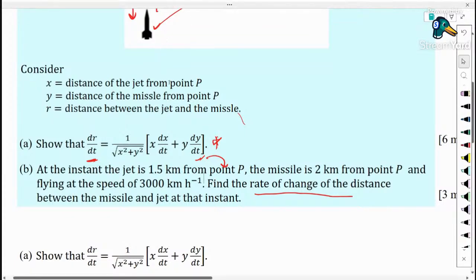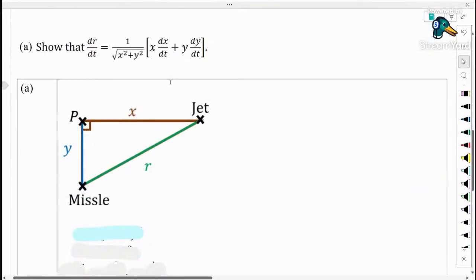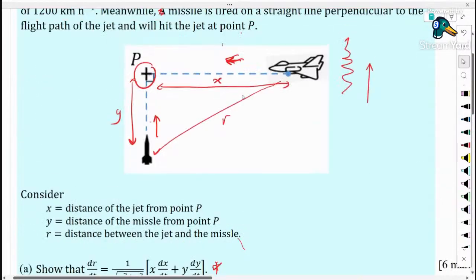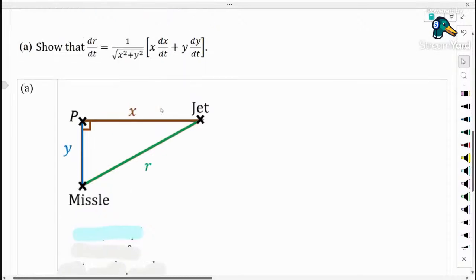So let us see how to solve part A, to show that dr/dt is equal to the following. As you can see on the screen now, I redrew the original diagram into a much simpler form, drawn as a right angle triangle with sides x, y, and r according to the information. As you can see, this is a right angle triangle, and I can make use of Pythagoras theorem to help solve the question.